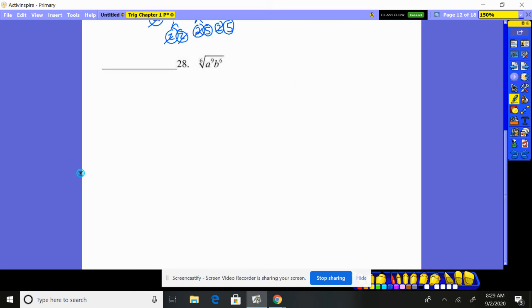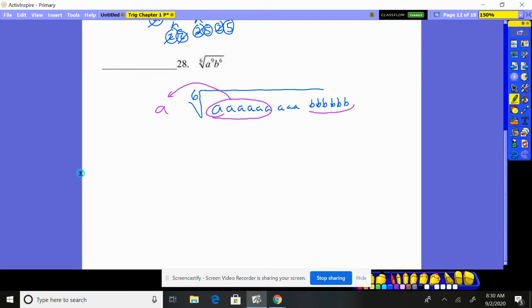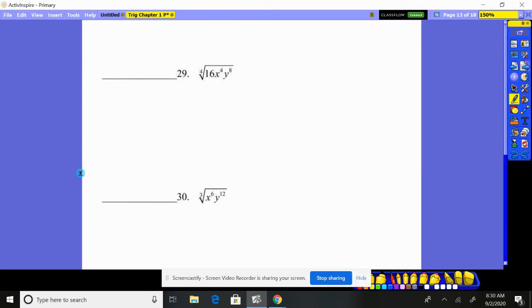Let's look at 28. Ooh, notice this is a 6th root. So it's going to take 6 of them in order to come out. A, B, B, B, B, B, B. Well, here's 6 of them. So that comes out. It's a single A. 6 B's come out. So it's simply AB. Be very careful. I'll write that little 6 right in there. How many A's left behind? A cubed. All right, that's pretty easy. I like that. Let's look at a few more.